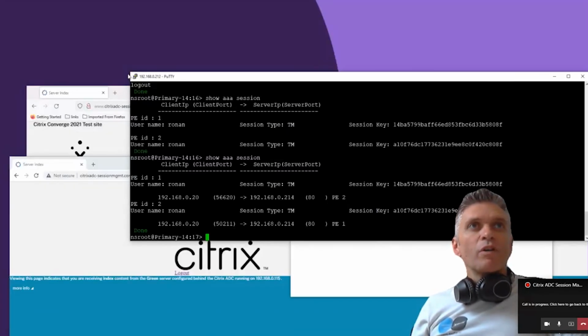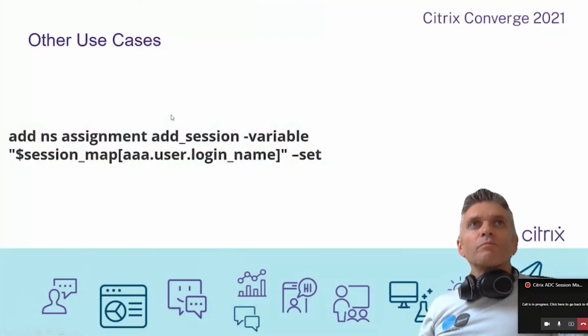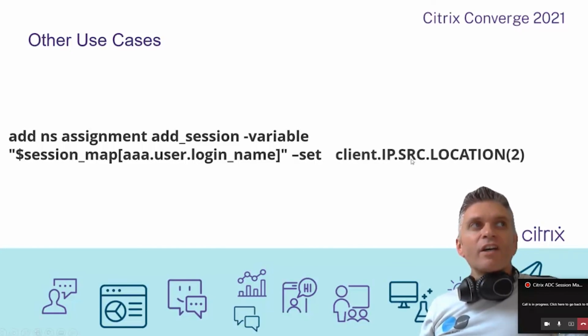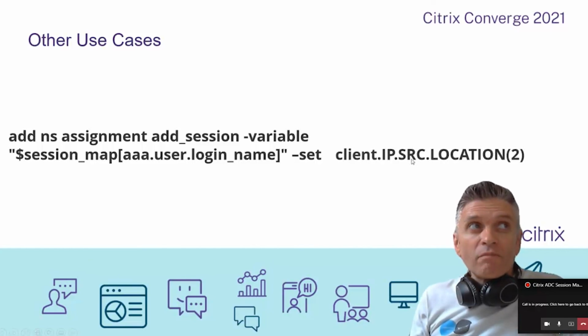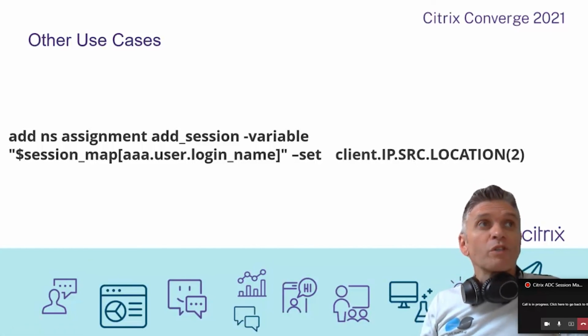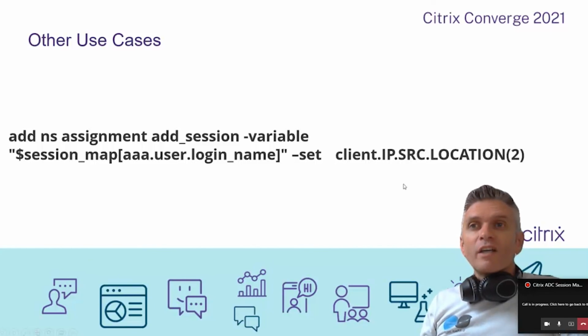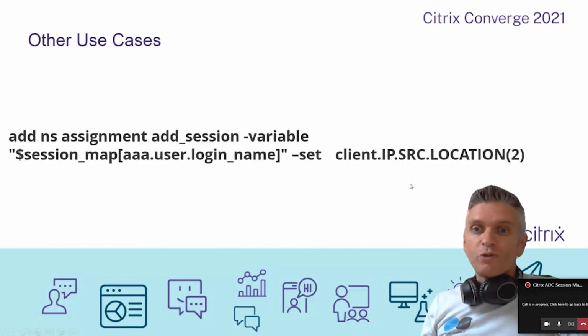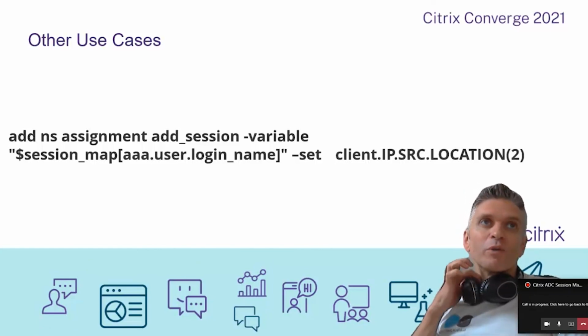So, a simple framework. Where can we go with that? For example, when we do the add NS assignment, we write that entry in. You can set in here, say, the client IP source location. So if you want to say someone can only log in from the same country, but you will allow multiple logins for that user, but they have to be in exactly the same region, that's a way of doing that.